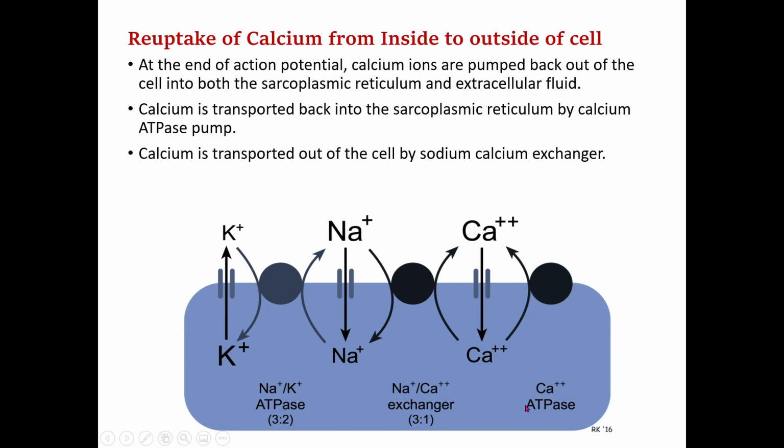And finally there is calcium ATPase that will move the calcium from inside to outside after the expenditure of energy, because ATPase always uses ATP. So in this way the calcium is moving. Calcium is transported back into the sarcoplasmic reticulum by the calcium ATPase pump, and calcium is transported out of the cell by the sodium calcium exchanger. When the sodium is moving inside, calcium is moving outside. These are the two methods by which calcium will move from inside to outside of the cardiac muscle cell.